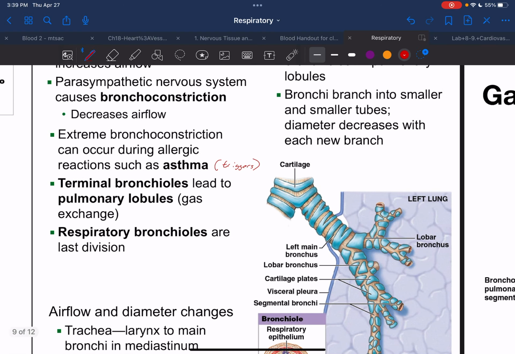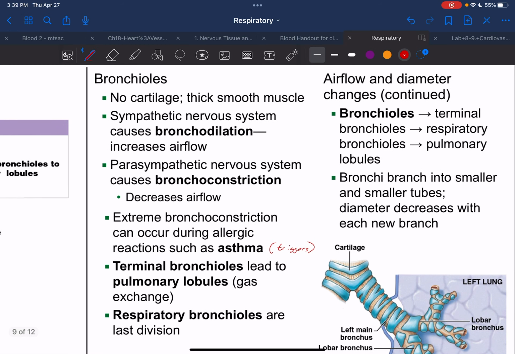Ask away. So, like for an allergic reaction, when your throat closes off, is that the same type of thing? Like when you're going into anaphylactic shock?